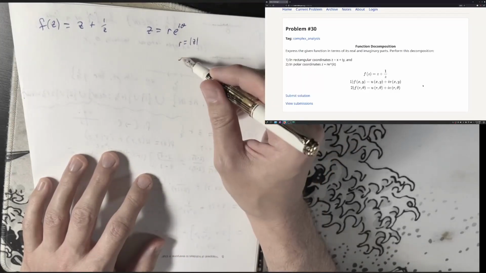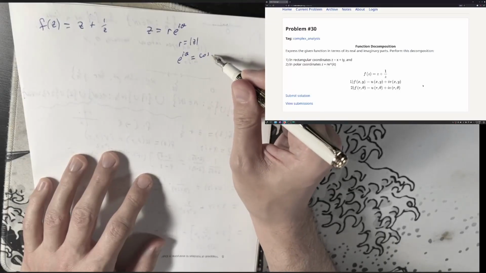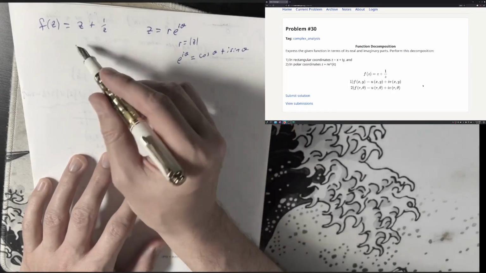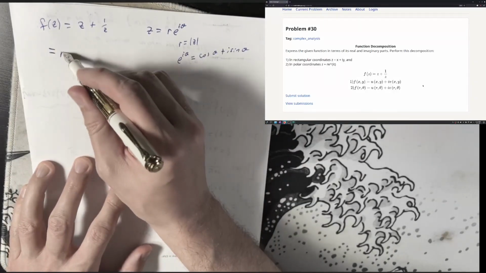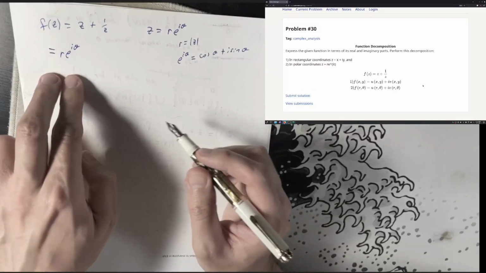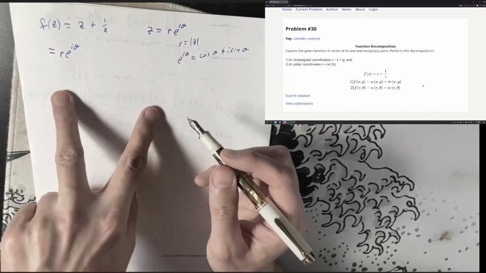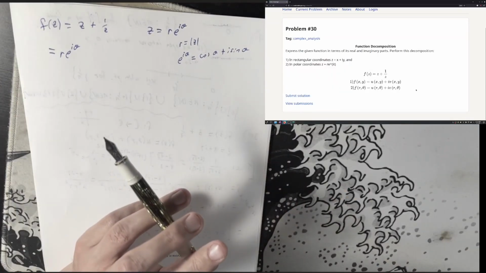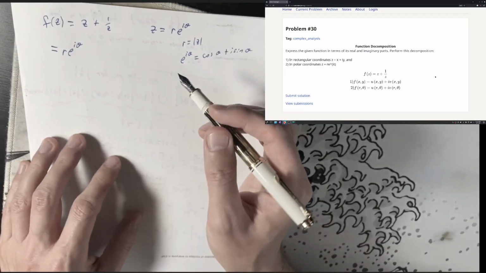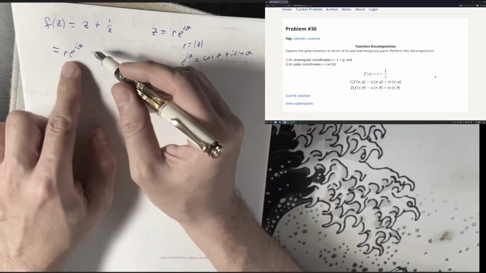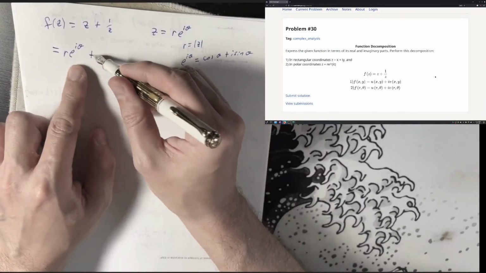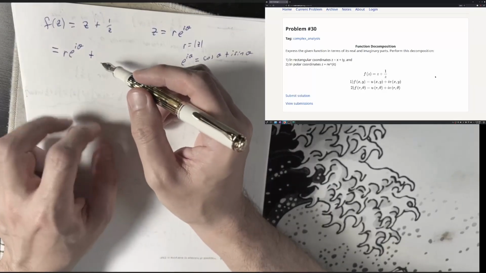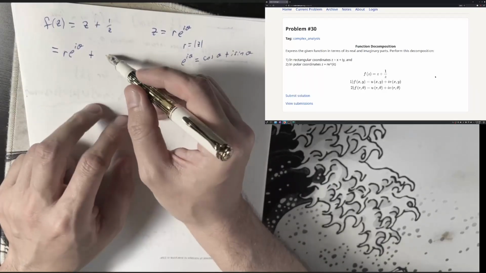Another thing you would need to know is e to the i theta is cos theta plus i sine theta. So you need Euler's identity. But this first part then is r e to the i theta. So we can already split that into cos and sine. Those are the u and the v in this case, the real and the imaginary parts. So this splits using Euler's identity, or it decomposes, I guess I should say.